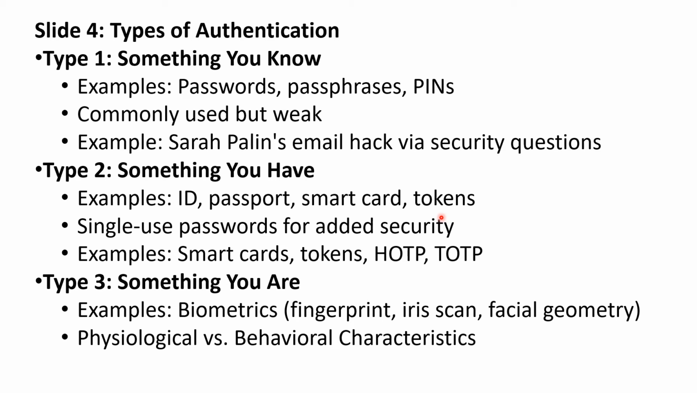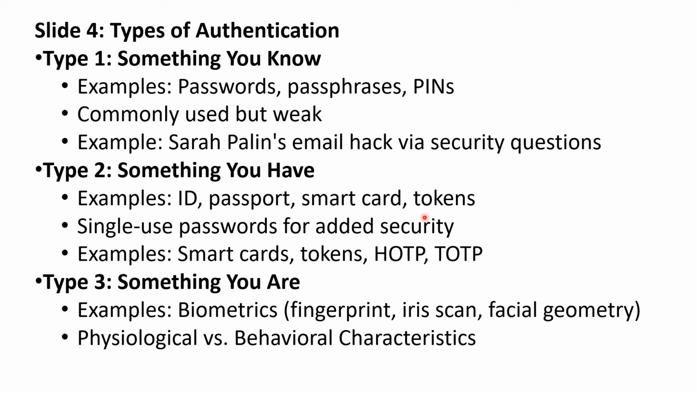The next type of authentication is something you have. Examples: ID, passport, smart card, tokens, etc. Single-use passwords are used for added security in the case of something you have. Examples: smart cards, tokens, HOTP, TOTP. We all know OTPs are one-time passwords, which nowadays every organization uses for verifying their users through their mobile numbers.